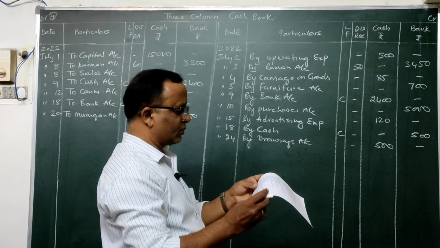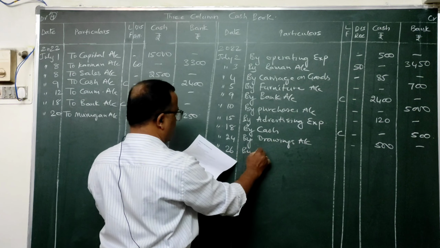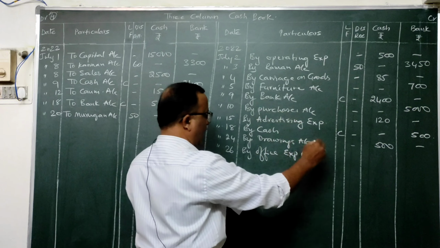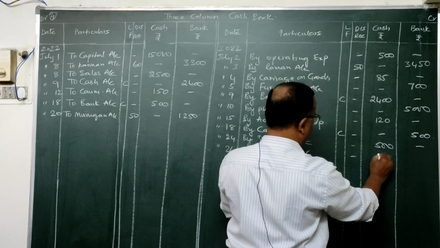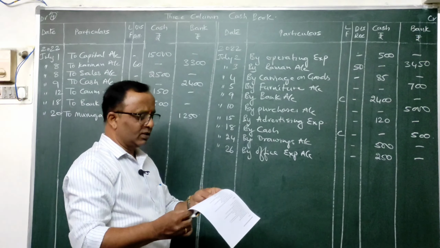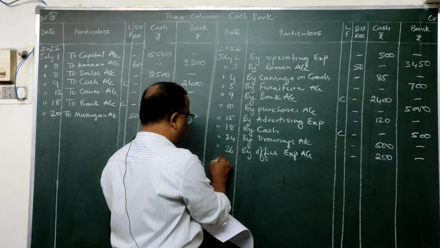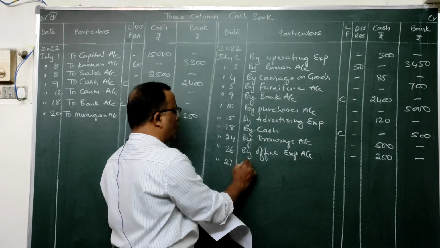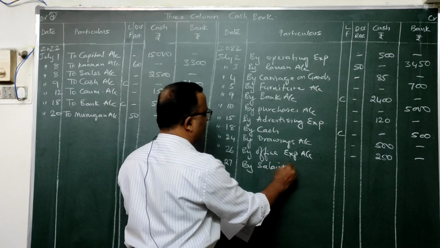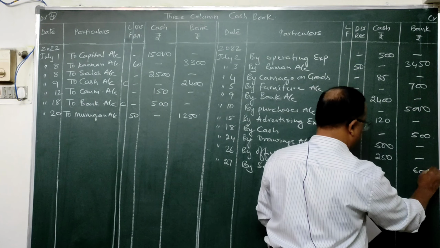Then again office expenses. So for office expenses, your entry will be office expenses account debtor to cash. That means in cash column credit side 250. Then 27th date, salaries paid by check. If you have paid salaries by check, your entry will be salaries account debtor to bank account will be credited. So by salaries account, you have paid through check. So in the bank column 600.